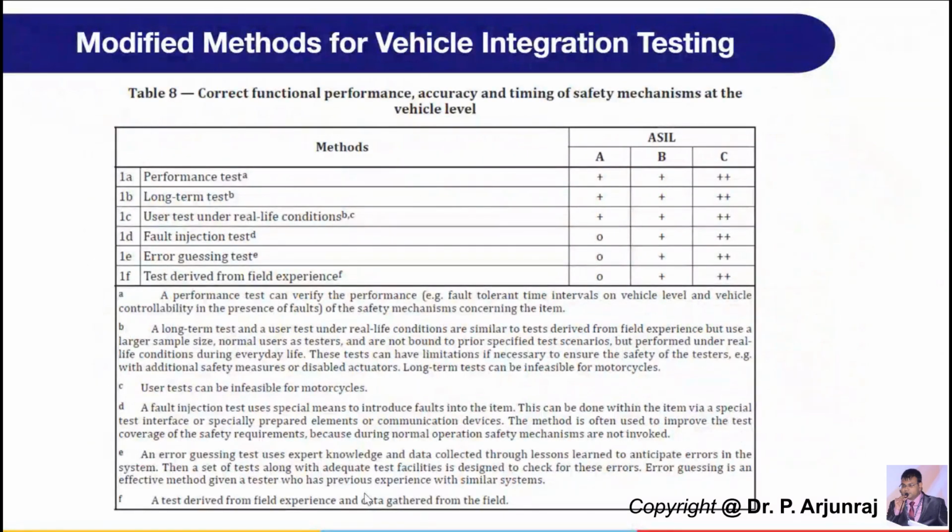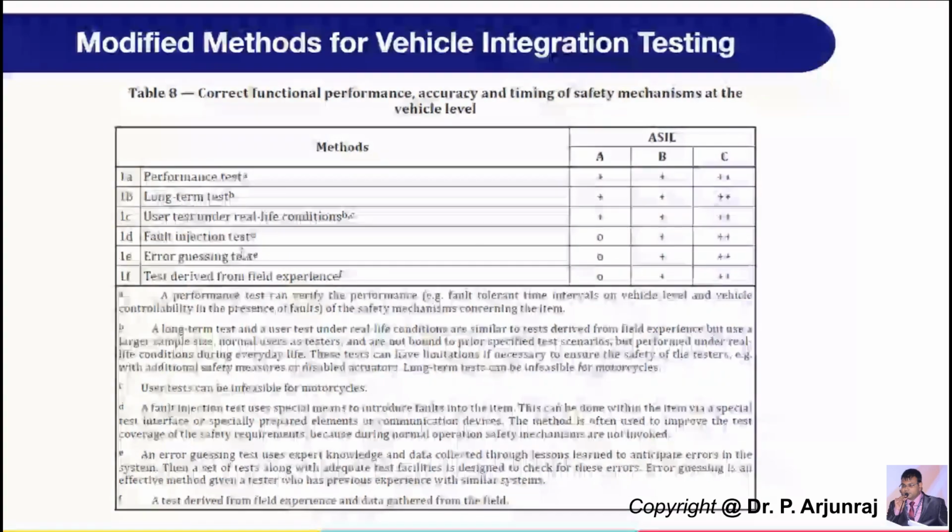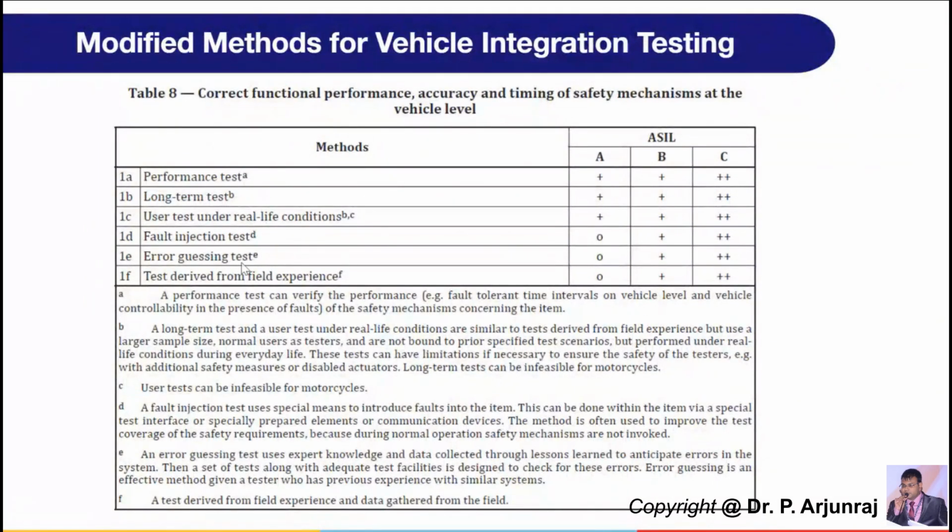So these are all the things: the correct functional performance, accuracy, and timing of the safety mechanism at the vehicle level. So I told you about the different performance tests, long-term tests, user tests, and the real-life conditions, fault detection test. You also have some error guessing test. So you're guessing some error and you're going to test that. Say for example, over voltage or over current, or under voltage, under current, or voltage drop, or deep sleep current. Like, for example, the battery getting completely drained off, or not getting charged. So you are guessing some error and you are testing, right?